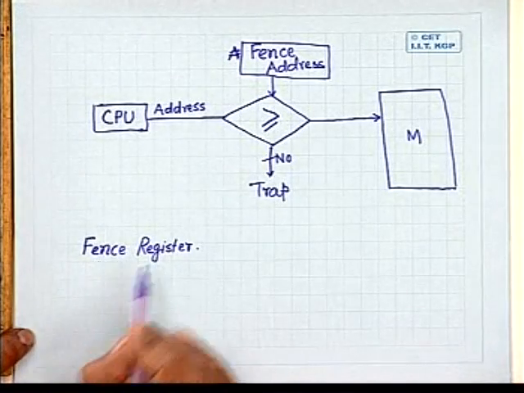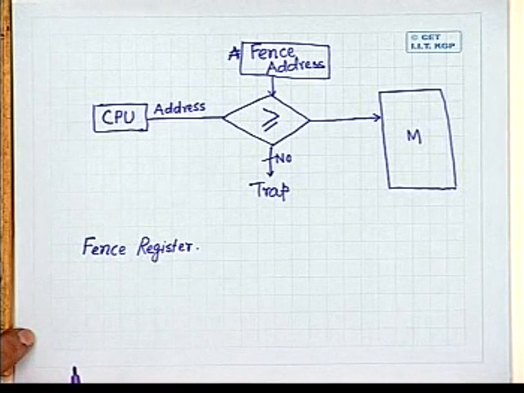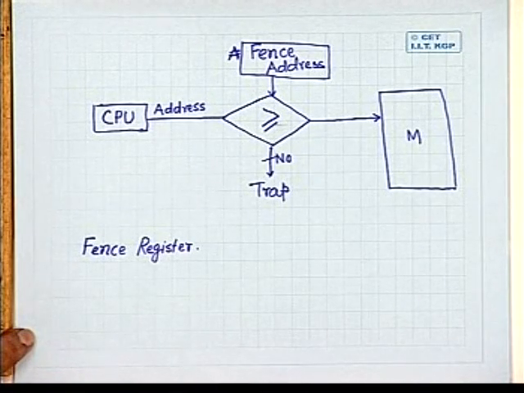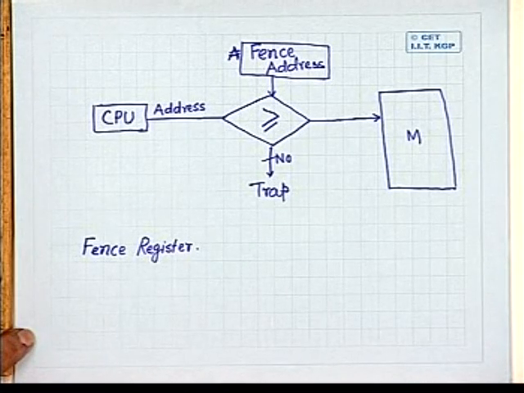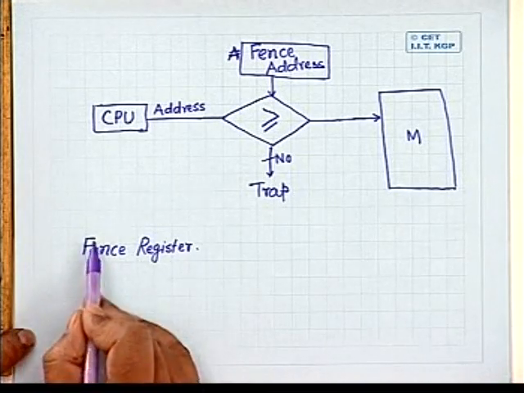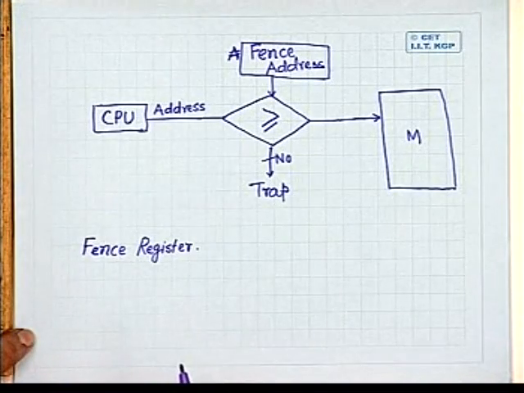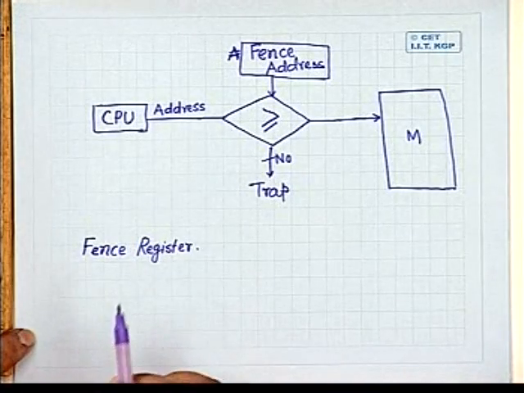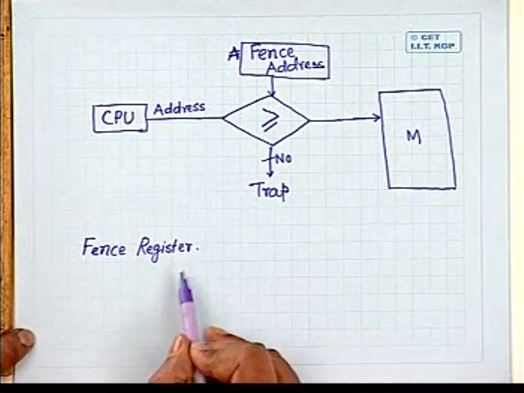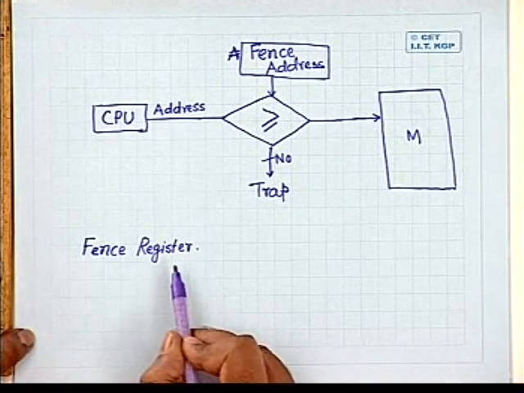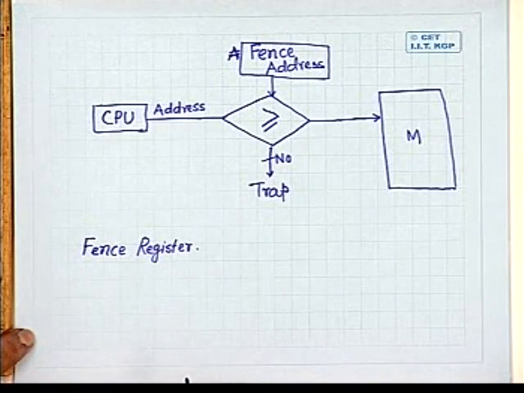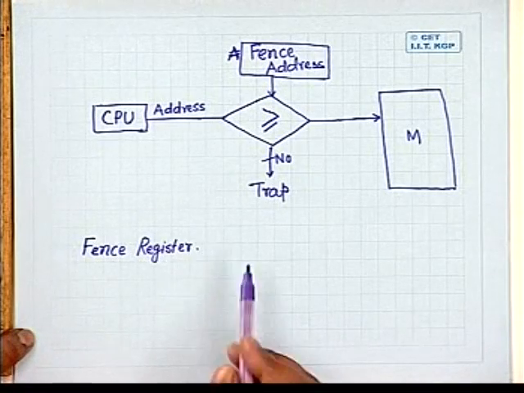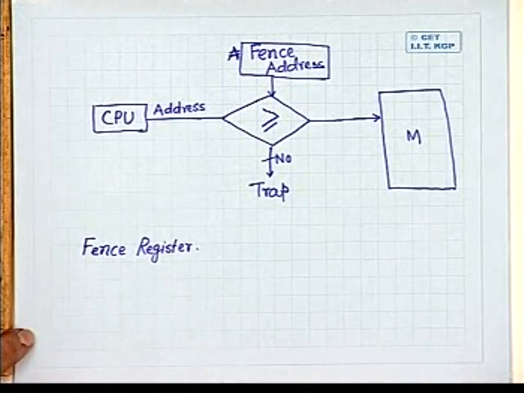Now, this reloading of the fence register cannot be given to any user. So there must be some privileged instruction which can be executed only by the system administrator to reload the fence register. By having this fence register and the hardware comparator, we can make this comparison process fast. At the same time, it is flexible, so that whenever I want to upgrade the operating system, I can accordingly set the value of the fence register.